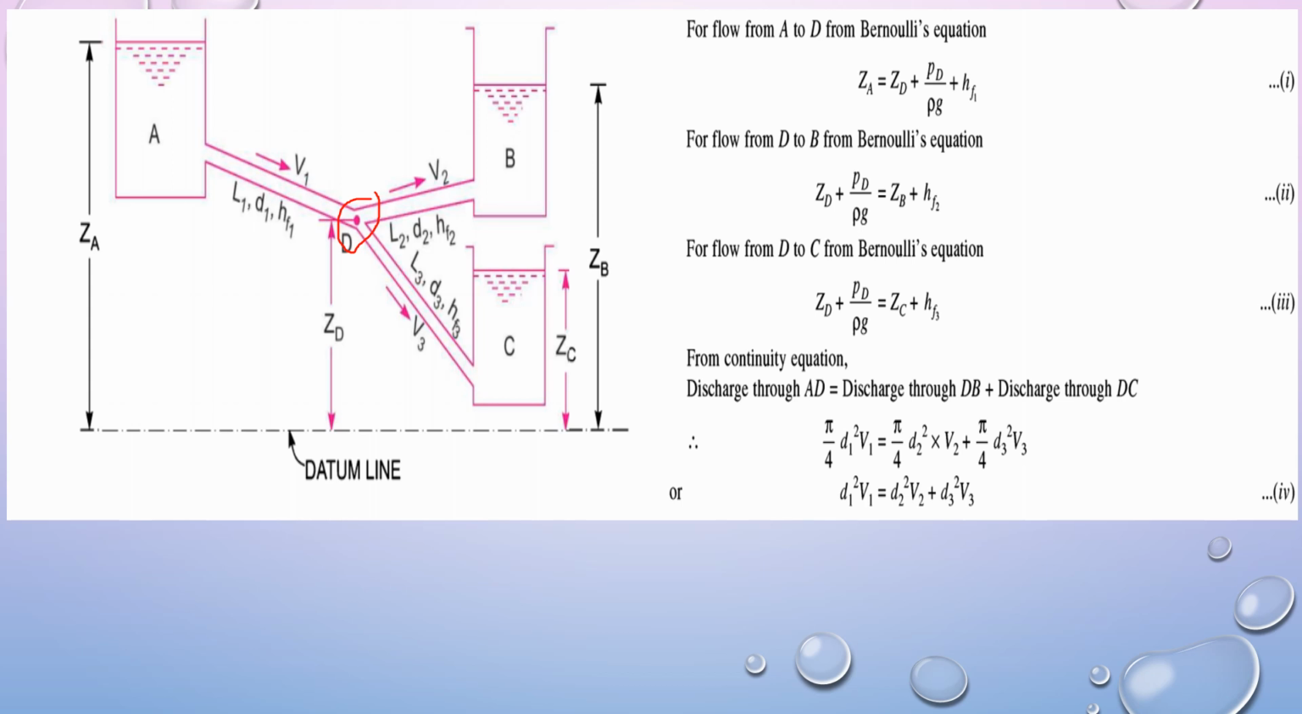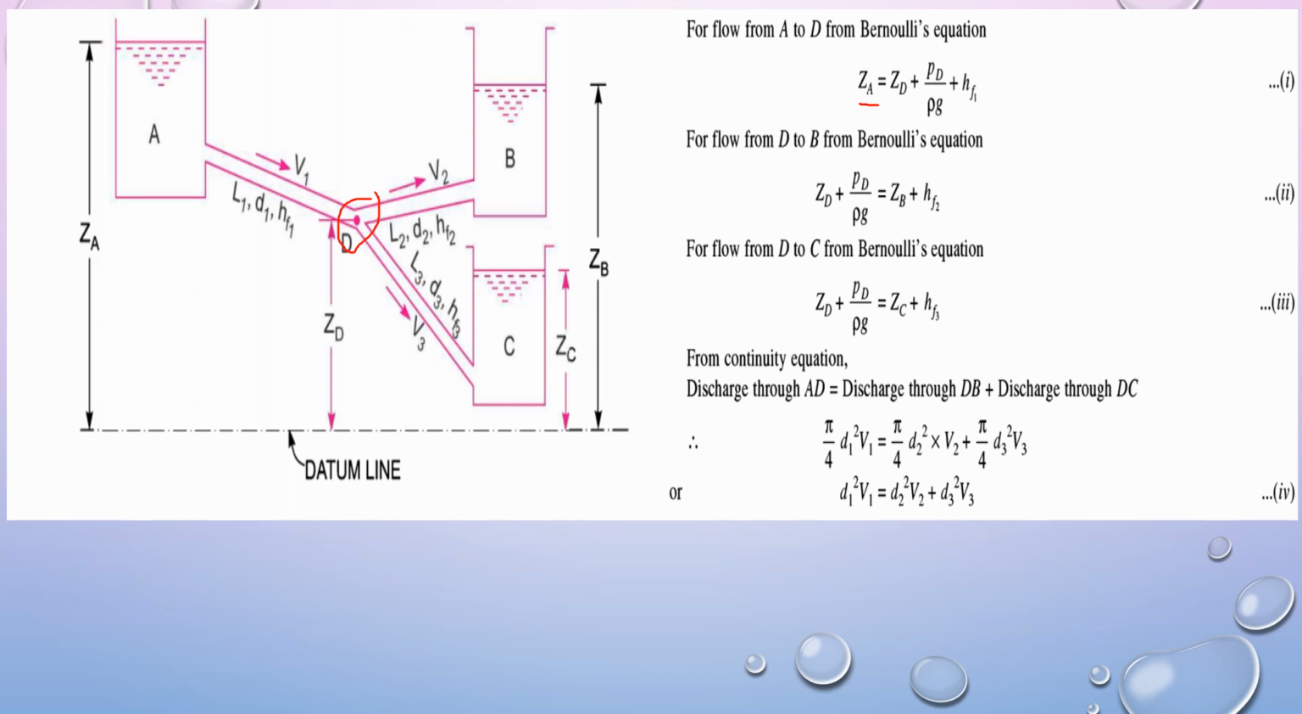For the flow from A to D, we apply Bernoulli's equation between reservoir A and junction D. Reservoir A is subjected to atmospheric pressure and steady state conditions, so the only thing remaining in Bernoulli's equation is ZA. PA by rho g and VA square by 2g are all cancelled out. So on the left hand side we only have ZA. In the case of junction D, this is not atmospheric pressure, so we will have a pressure PD by rho g. Since it is a junction, the velocity will be 0, and the height is ZD, plus the head loss due to friction HF1. We are calling it equation number 1.